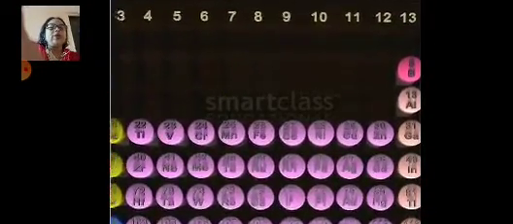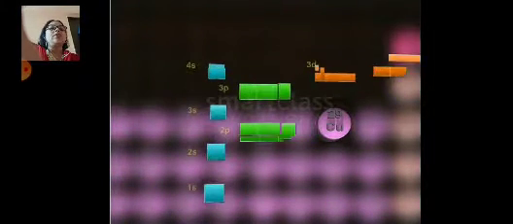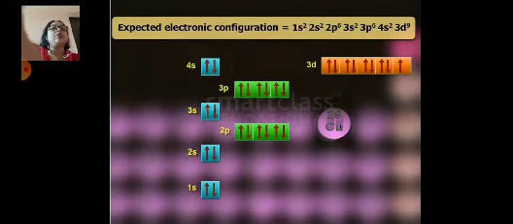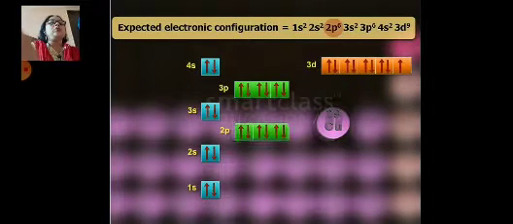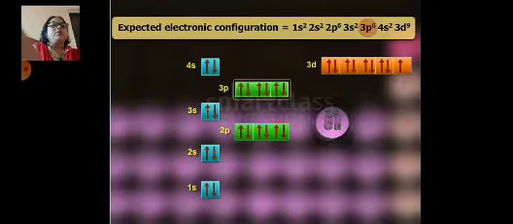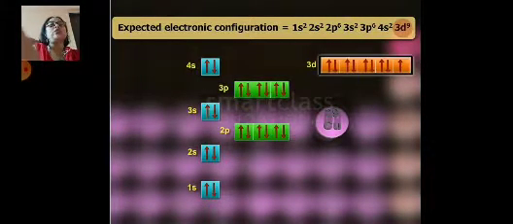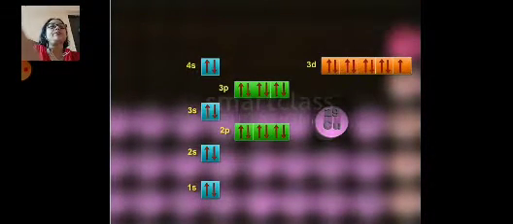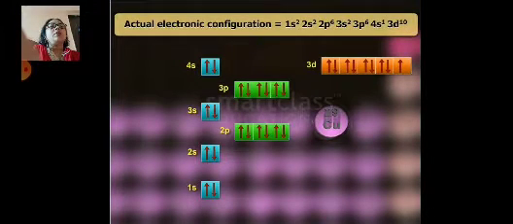Now we consider the case of copper with atomic number 29. The expected electronic configuration of copper is 1s2, 2s2, 2p6, 3s2, 3p6, 4s2 and 3d9. However, the actual configuration of copper is 1s2, 2s2, 2p6, 3s2, 3p6, 4s1 and 3d10.